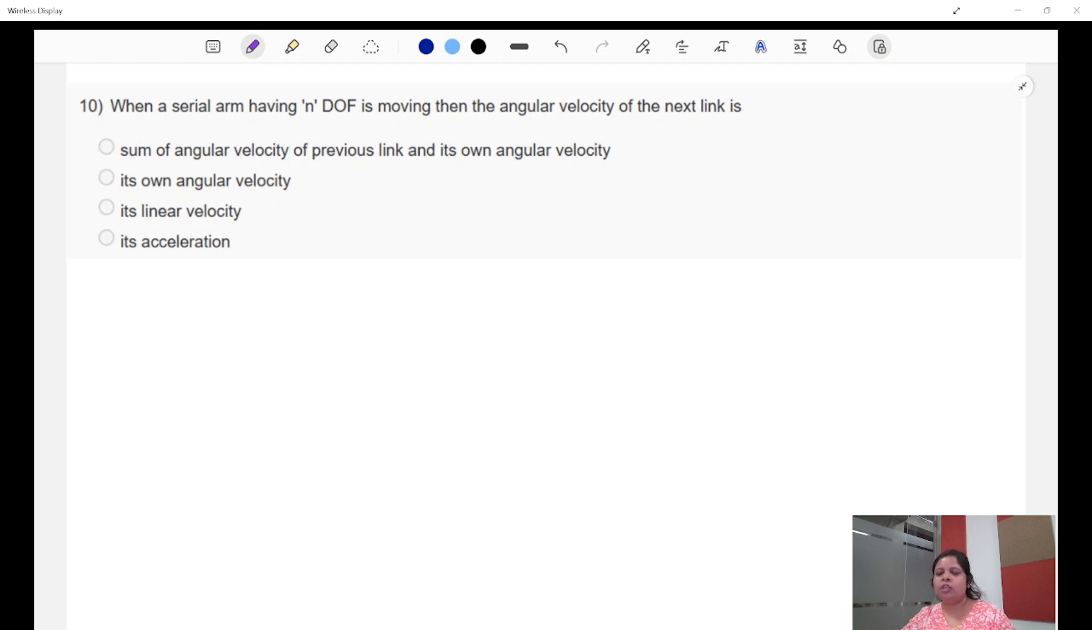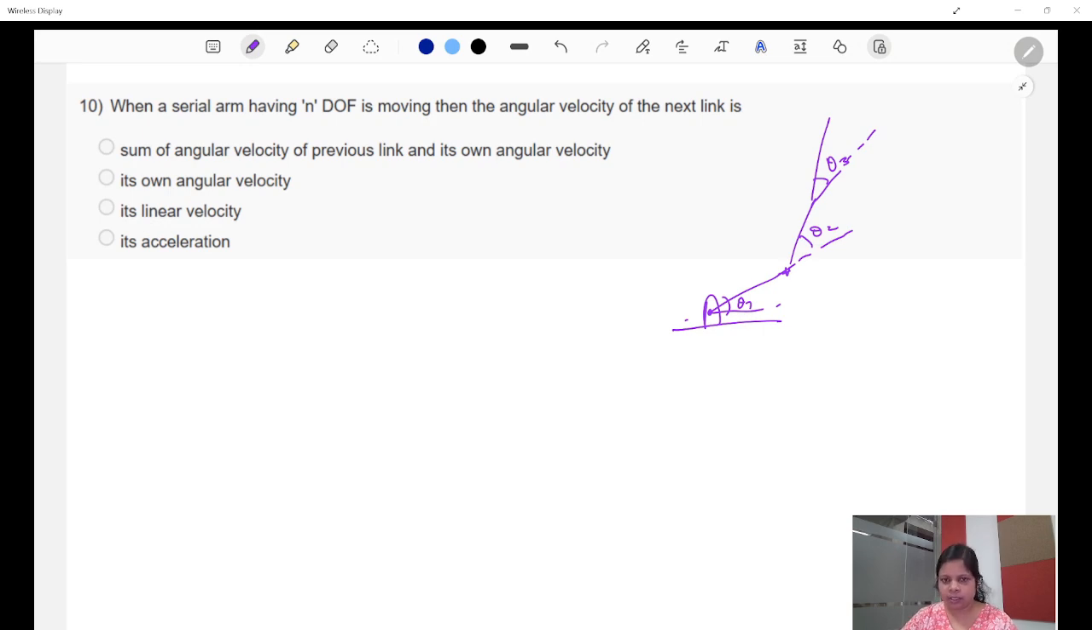Okay, so it is a serial manipulator. So I'll draw one serial manipulator over here. Let's say this is your serial manipulator. All right, this is some angle already here, theta 1. This is let's say theta 2. This is, let's say, theta 3.